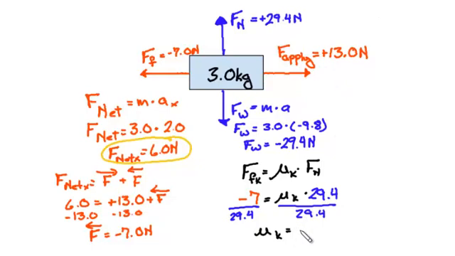Now technically this should be a negative number. I choose not to write it as a negative number because I know that mu cannot be negative. I get 0.23809..., and then in order to make it nice and neat, I'll round to the second decimal place, 0.24.